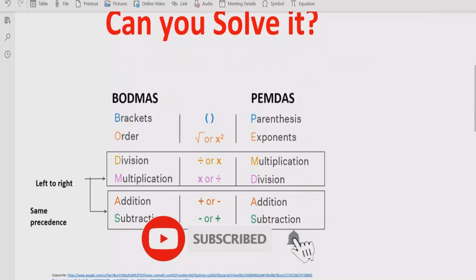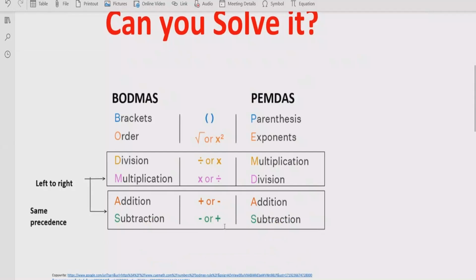Now let's talk about the rules which we can follow to solve the given expression. Here we will discuss two rules, the BODMAS and PEMDAS rules. These rules we will apply to solve any arithmetic expression. The rule says if your expression contains any bracket or parenthesis, you have to solve that part first. After the bracket, you have to see the power of any number. If your expression contains any number which has a power, you have to solve that part after the bracket.